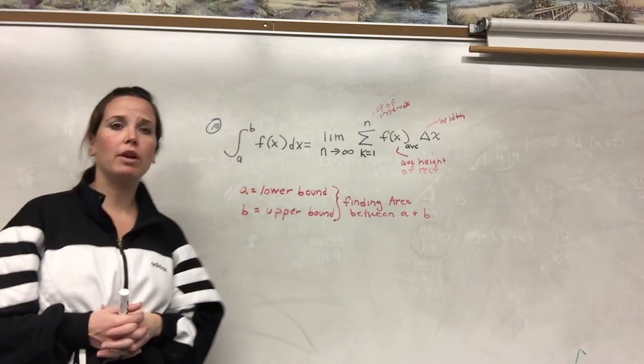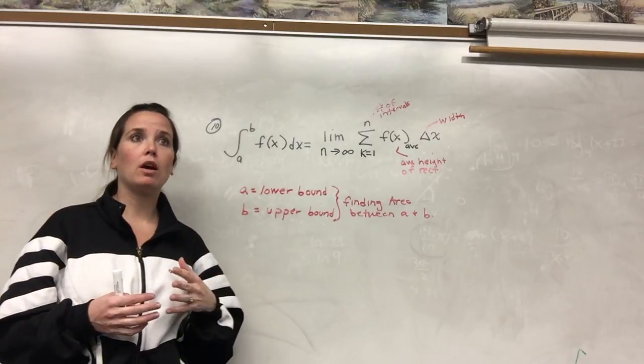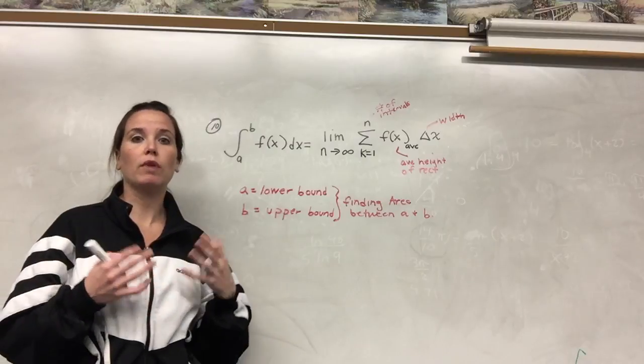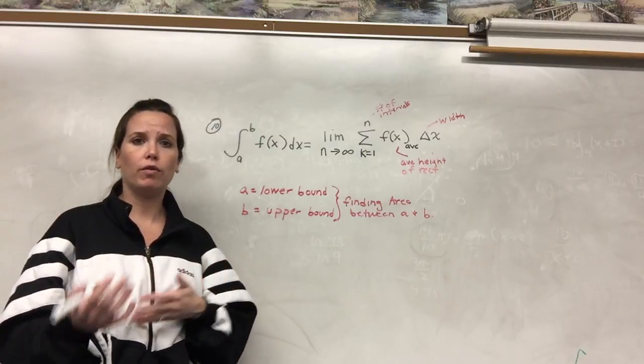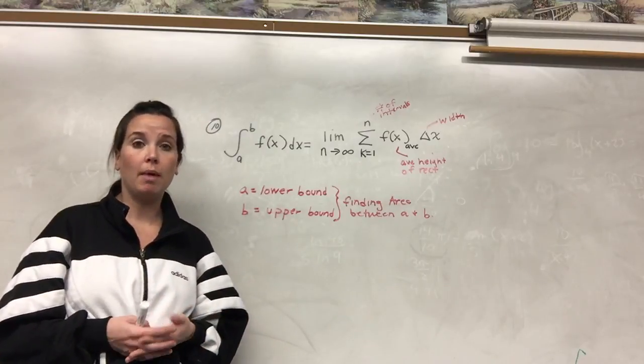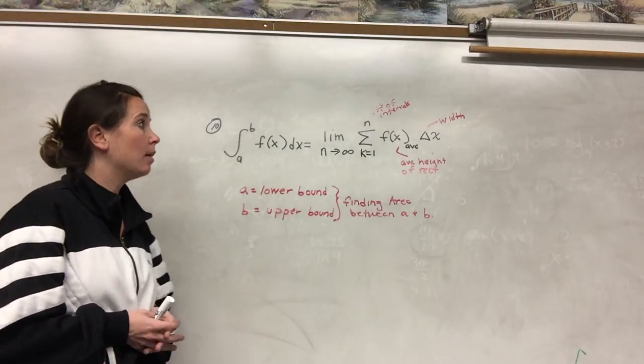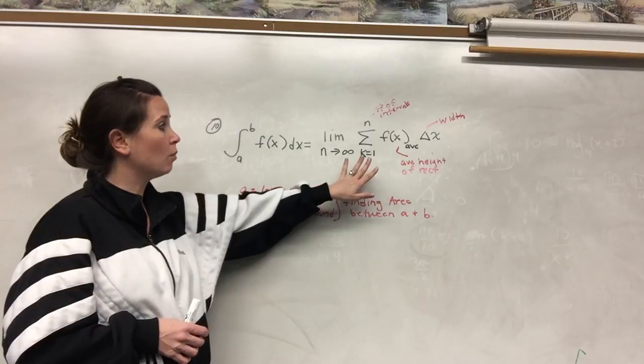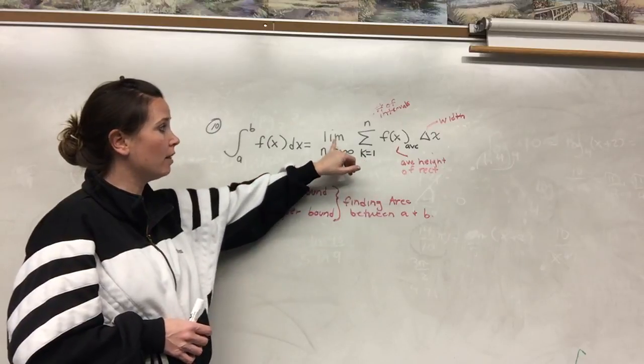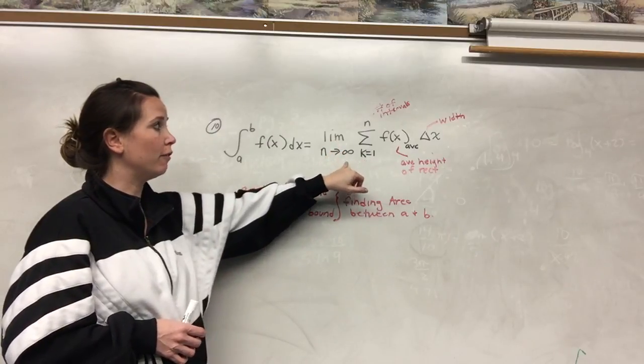I'm sure some of you are wondering, why on earth would we be going through and doing this rectangle thing to get an overestimate or an underestimate when in math we like to be exact? And that would be a great question. What I want you to see is that we're actually taking the limit as n approaches infinity.